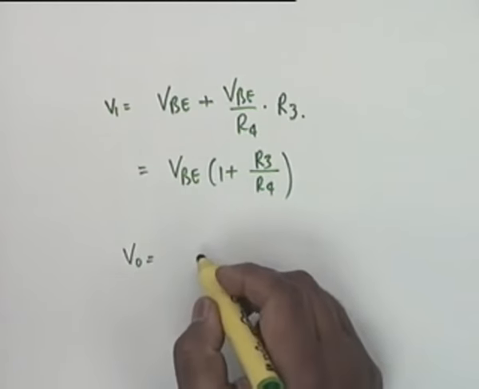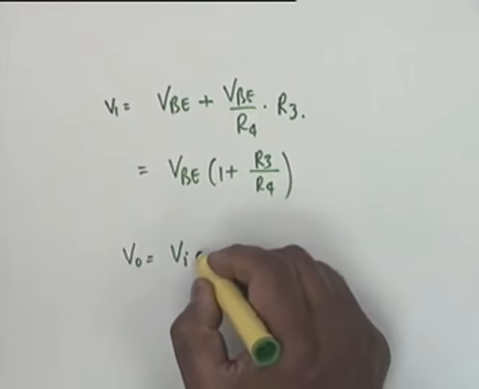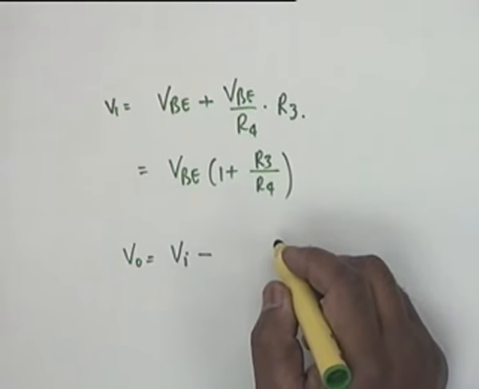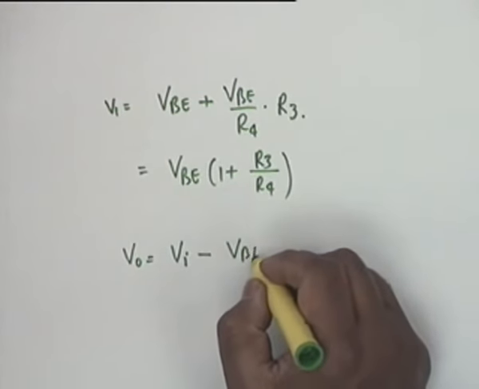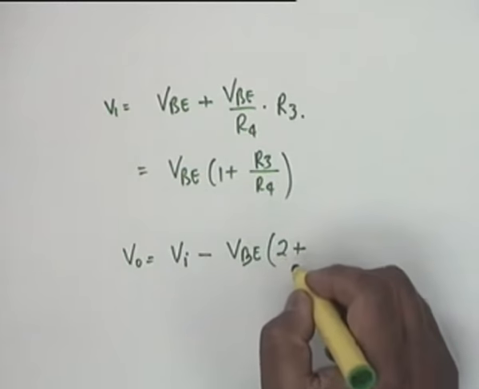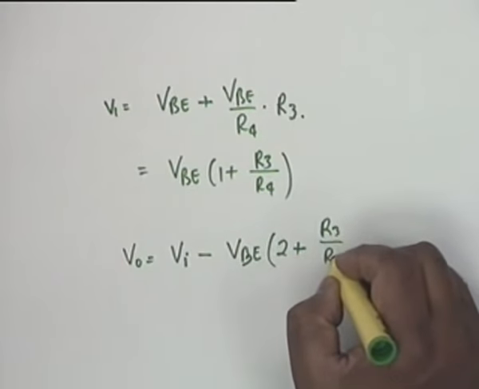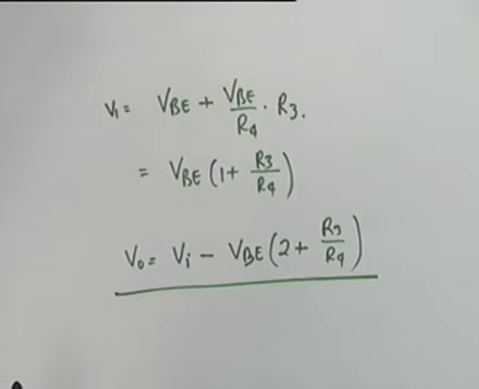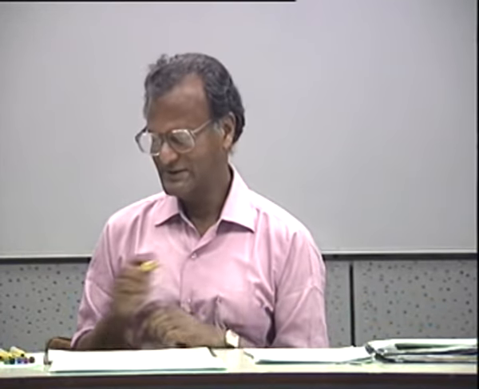Incidentally, the level shift here is VI minus VBE minus V1, so it is VBE multiplied by (2 plus R3 by R4). Is the point clear? So this is a sophisticated circuit and is very popular. However, I must point out that in the 741, the most commonly used op-amp, it is a simple emitter follower, sometimes with a diode, sometimes not. It's a simple emitter follower.